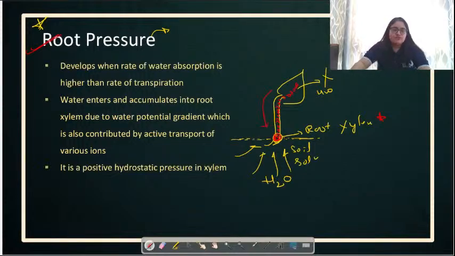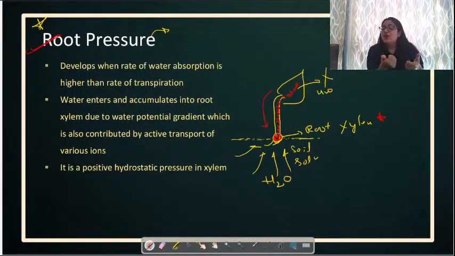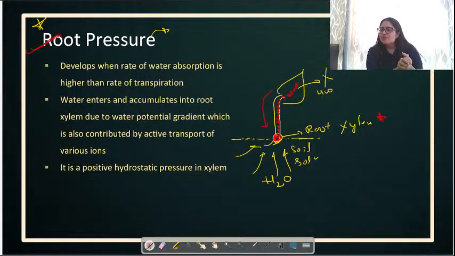Now I've given you an idea about what root pressure is. I've also explained the reason why root pressure is built: because of the accumulation of water molecules in the root xylem. Why are the water molecules getting accumulated? Because water keeps getting absorbed by the root hair cells at the required speed, but the water is not getting lost in the form of vapor from the leaf.